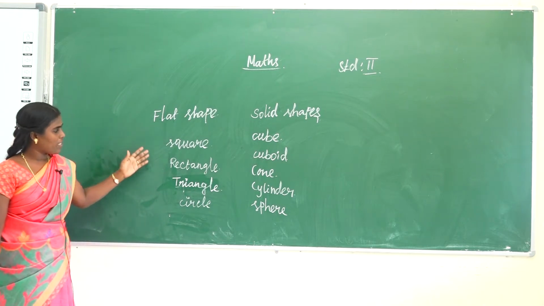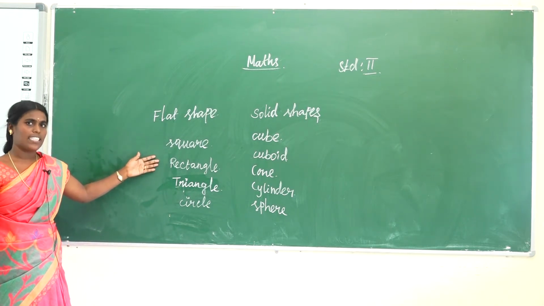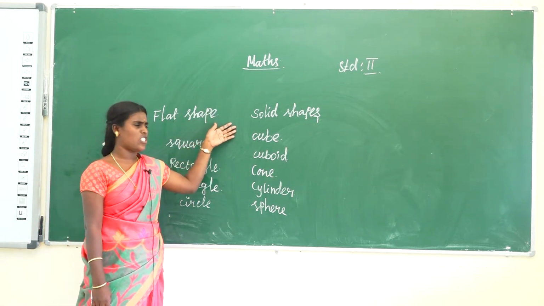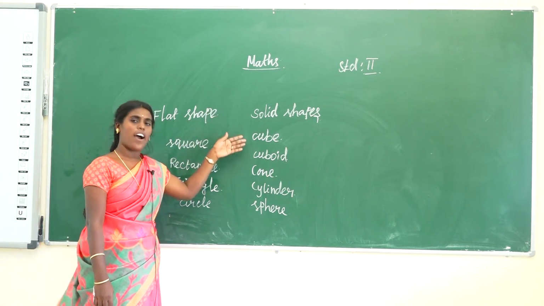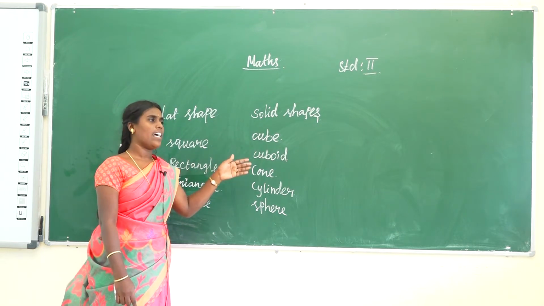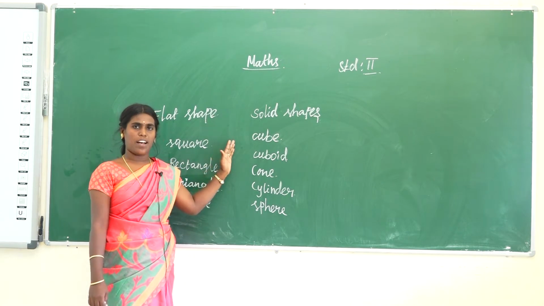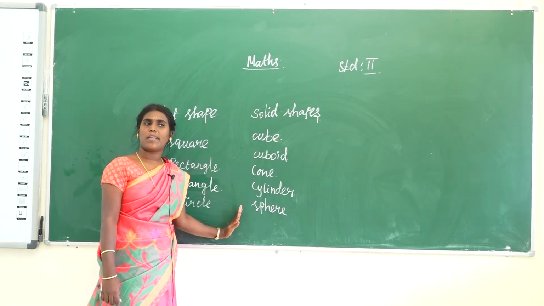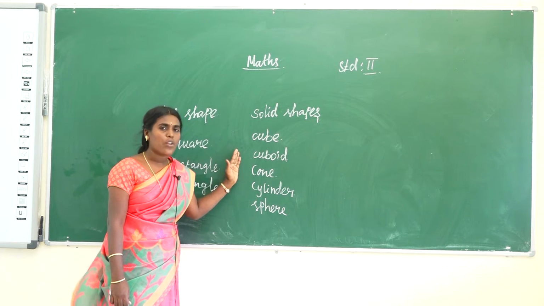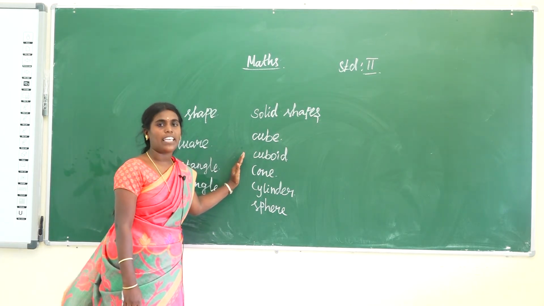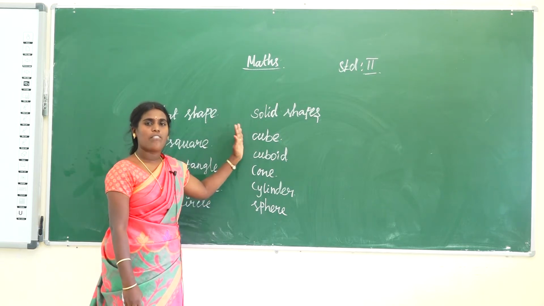So flat shapes are square, rectangle, triangle, circle. Then solid shapes: cube, cuboid, cone, cylinder and sphere. Now see, these are the 5 solid shapes I wrote. Then for each figure, how many flat faces and how many curved faces does it have?